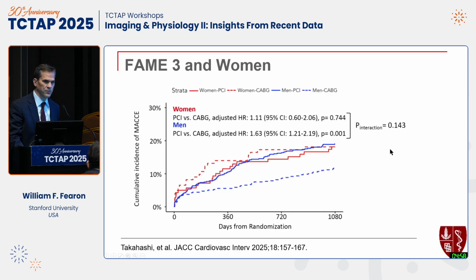Now, what other subgroups can we look at? Well, we looked at sex, and we see here that women, shown in red solid and red dashed lines, had similar outcomes whether or not they had PCI or CABG, and they were also similar to men who had PCI. And the one group who seemed to do better than the other three were men who were randomized to CABG.